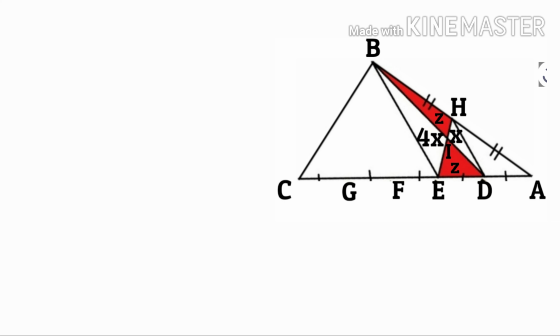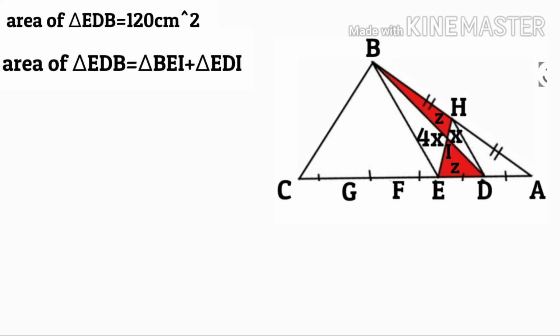Now, we know that area of triangle EDB is equal to 120 centimeter square. Now, the area of triangle EDB can be written as area of triangle BEI plus area of triangle EDI, which gives 4x plus z. Therefore, 4x plus z is equal to 120.